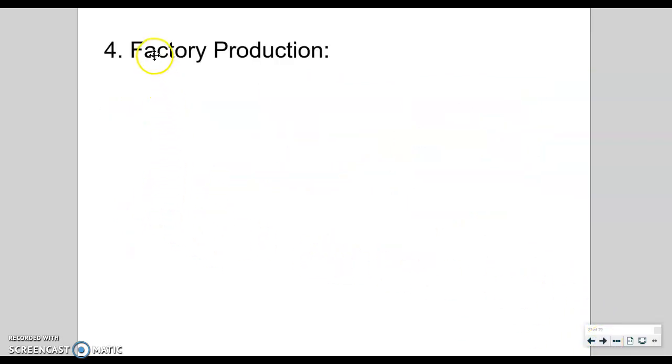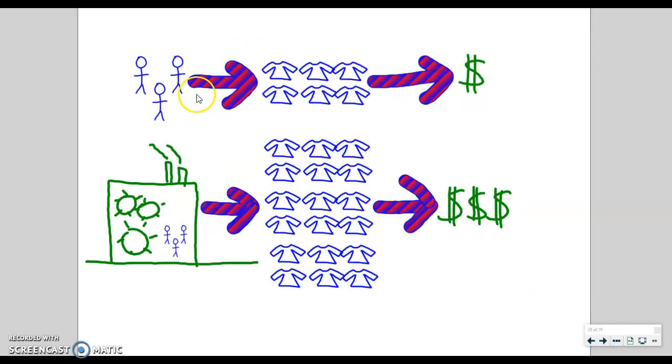Our next picture is about factory production. So we're going to go ahead and give that the title Factory Production. And in my beautiful picture here, we have 3 workers working by hand, making 6 shirts and a little bit of money. Compared to those same 3 workers working on machines in a factory, producing triple the amount of clothing and making triple the amount of money.